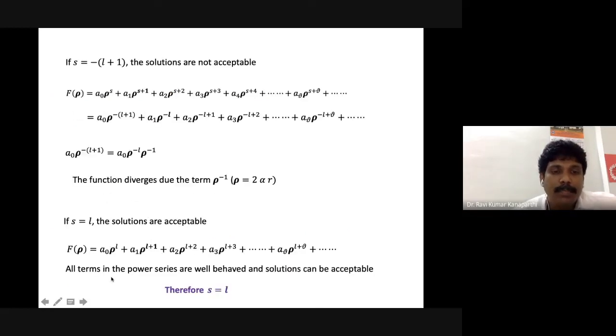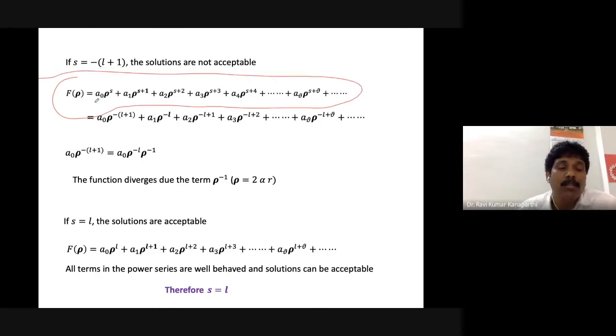Now next, suppose s is equal to minus of L plus 1. The solution cannot be acceptable because the infinite power series which we have thought of, the f of rho, is nothing but a naught rho to the power s plus a1 rho to the power s plus 1 plus a2 rho to the power s plus 2 and so on. This is the f of rho.